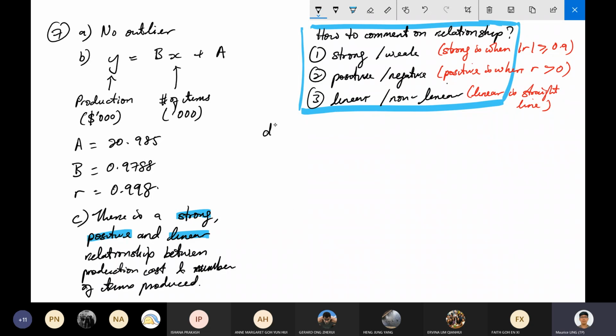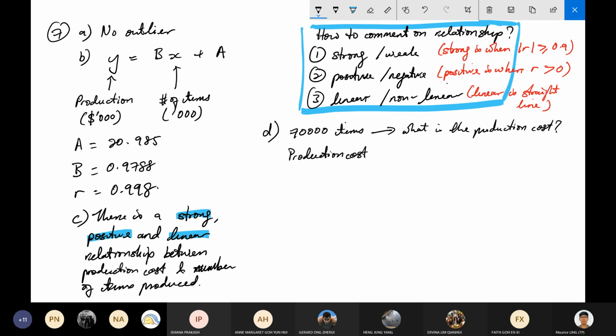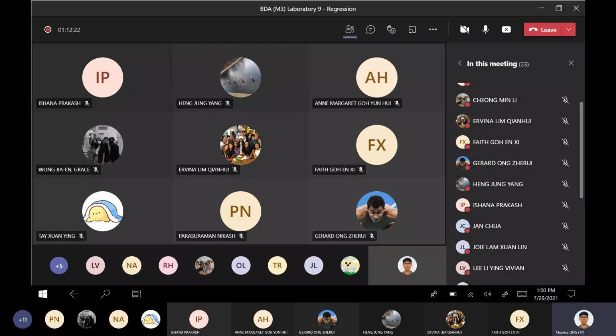Okay, part D. Using your regression, estimate the cost of production for 70,000 items. Okay, so 70,000 items. What is the production cost? Okay, so how much? Now, Jen?